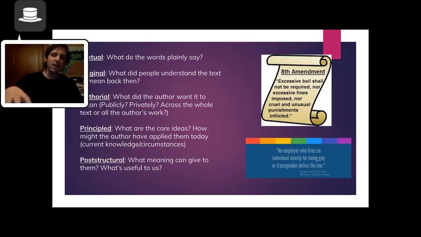There are different ways that we can make use of the text, and I think that whether we're reading a novel or a play or a constitution or a law or a piece of political theory or philosophy, these same kind of approaches apply. All right, sorry this was so long, but I hope it was useful as we move forward.